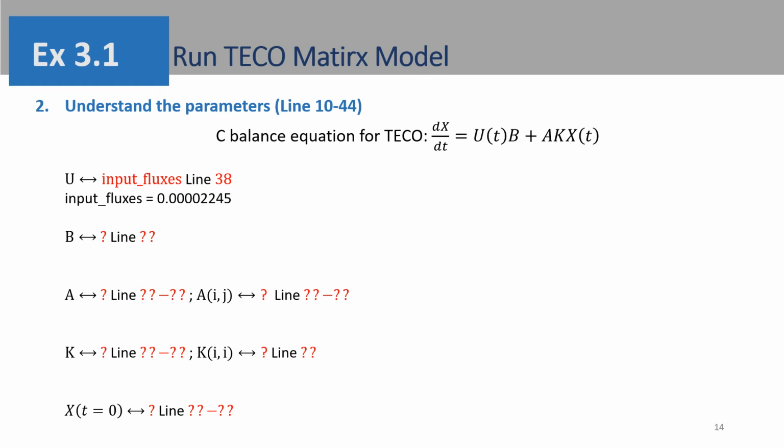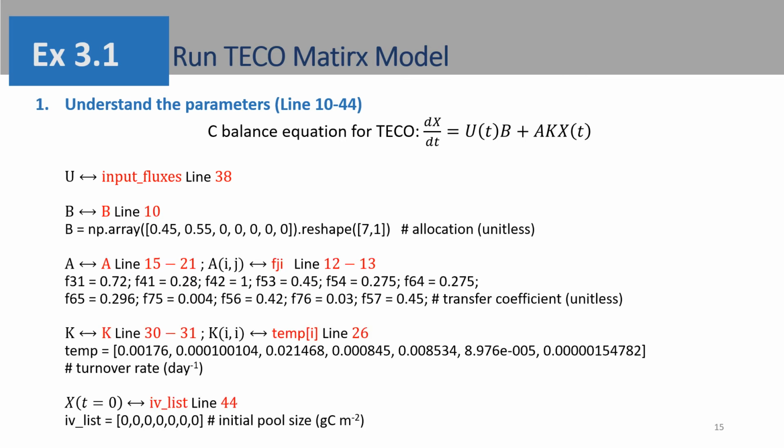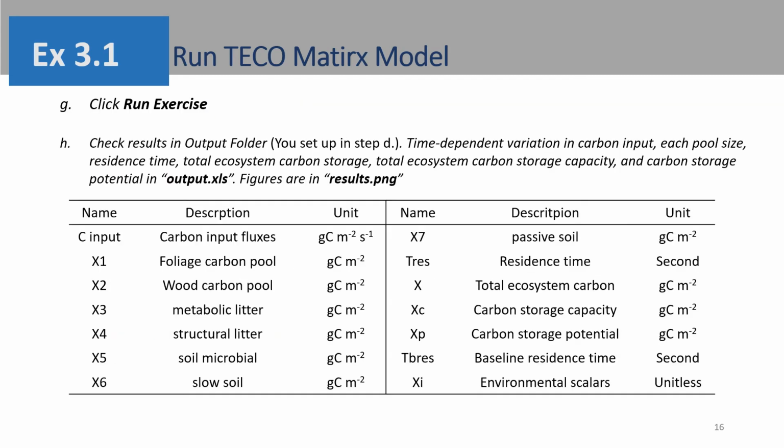Now let's find the corresponding parameter for the rest of those traceable components in the code. The answer will be on the next slide. Here are the line numbers of those traceable components in the code. Now we are ready to click Run Exercise. Running the model will usually take several seconds. A window with a finished message will pop up once the task is successfully run. Results and figures will be automatically generated in the case folder.